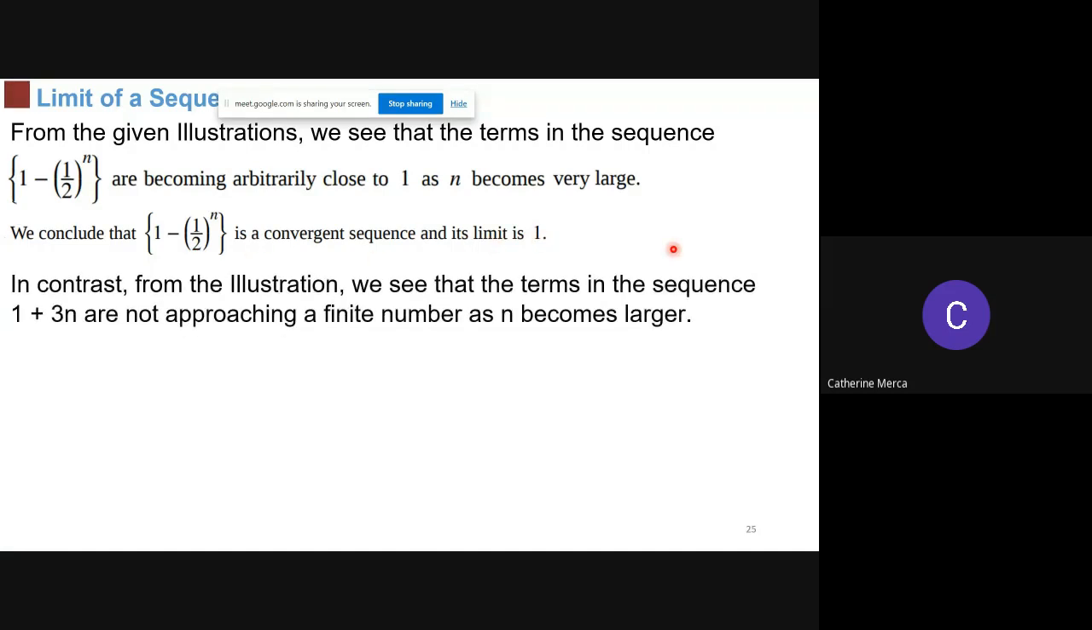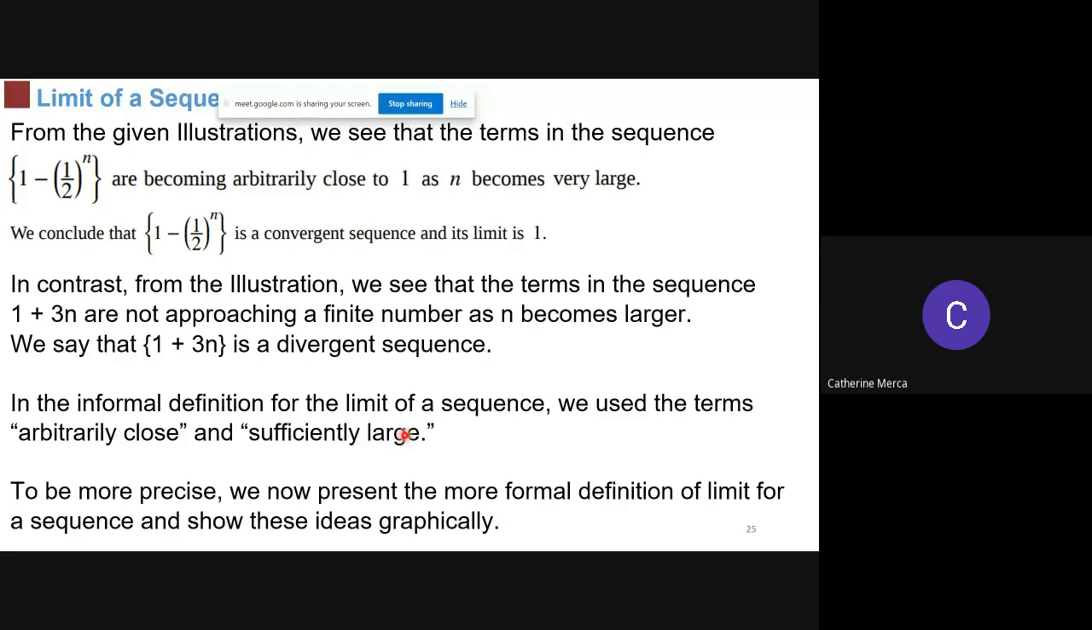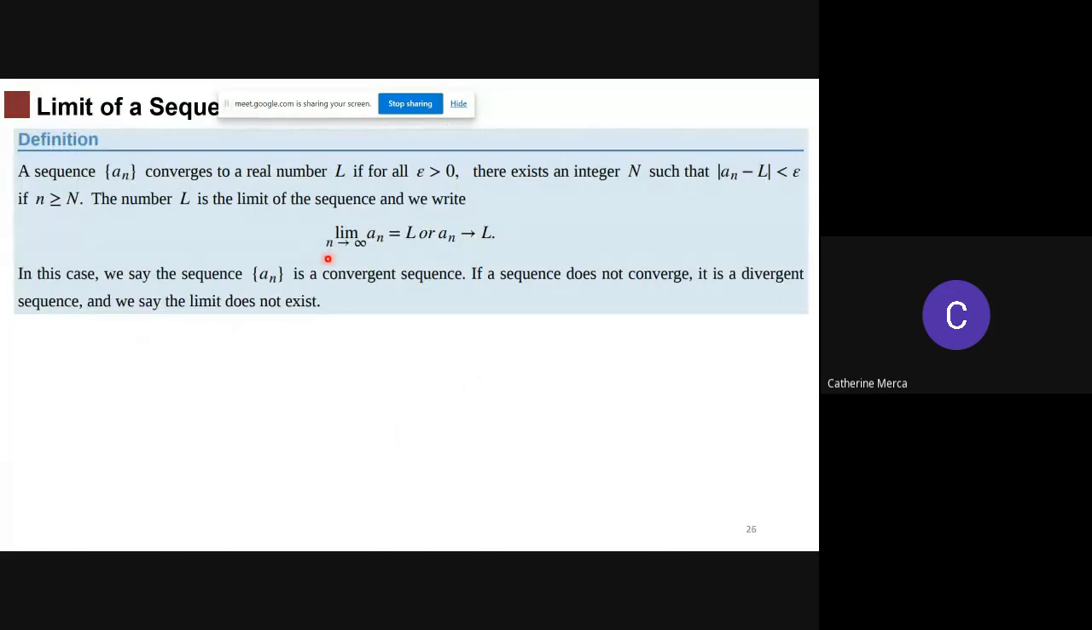In contrast, from the illustration, we see that the terms in the sequence 1 plus 2n are not approaching a finite number L. So we say that it is divergent, katong 1 plus 2n, divergent siya. So this is what we call the informal definition of the limit. Arbitrarily close lang ang gamit natin at saka yung sufficiently large. But to be more precise, we have the following definition, and you are familiar with this already from your MAT071.